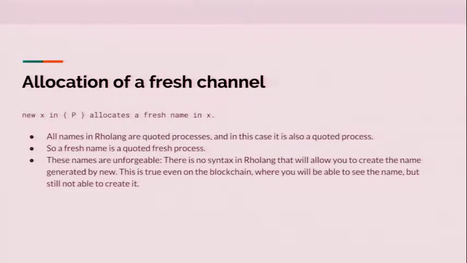So on the blockchain, you'll be able to look up what the name of x is. But what you won't be able to do is create a new process that refers to it unless you somehow manage to persuade an existing process on the blockchain to send you that name. So this allows us to do object capability discipline on the blockchain.